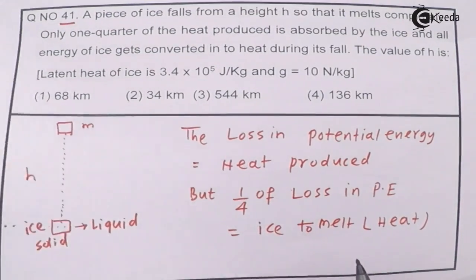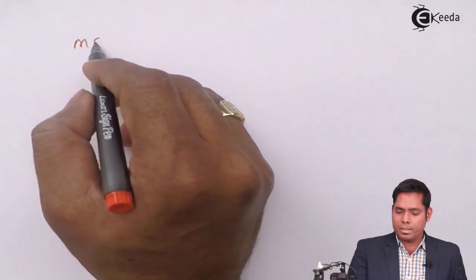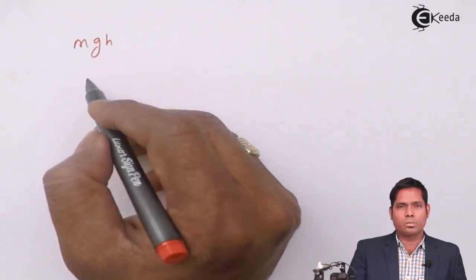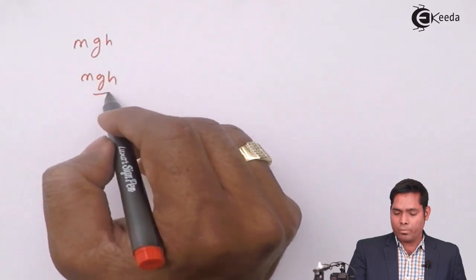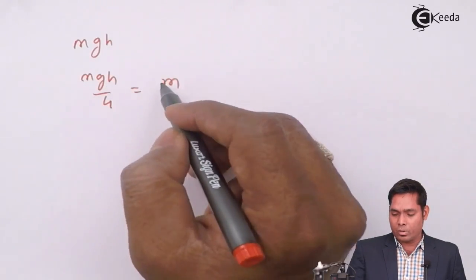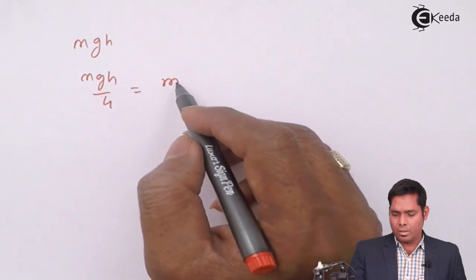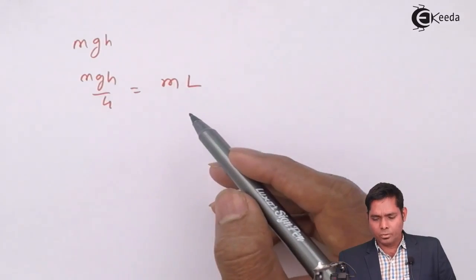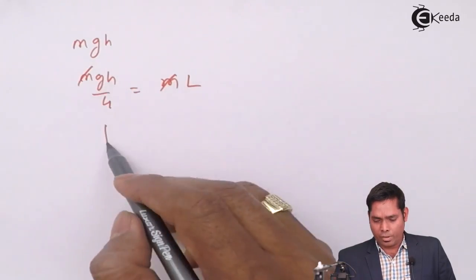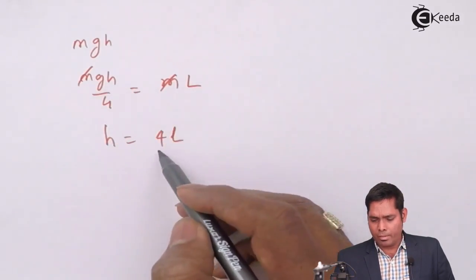So that means when it falls by a distance h, the potential energy lost is mgh, but only 1/4 of that, that is mgh by 4, is given to the ice. The total mass of ice is melted, and this is the heat received by the ice. The m cancels and h you have to find. This is 4L divided by g.